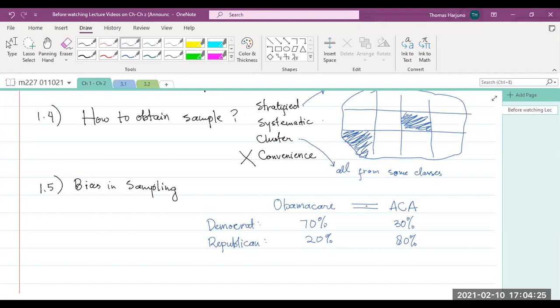It's just like asking, who do you prefer, Mr. Harjuna or Thomas? Thomas is my first name. Mr. Harjuna is what people call me formally. Who is the better teacher? If you say Thomas, it means you don't know Thomas at all. If you say Harjuna, then you don't know Harjuna at all. It's like these people don't know anything about this. Obamacare is basically the Affordable Care Act.